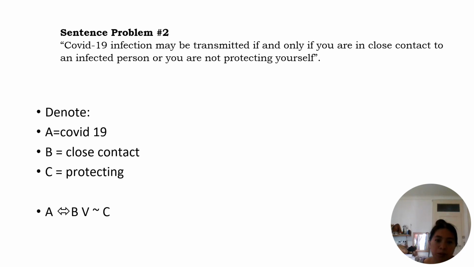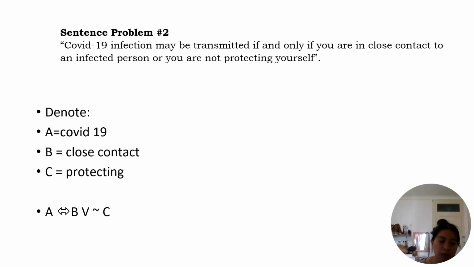COVID-19 infection may be transmitted if and only if you are in close contact to an infected person or you are not protecting yourself. So this statement is an if and only if statement. Let's denote again A as COVID-19, B as close contact, and C as protecting yourselves. It says here that you will be infected with COVID-19 if and only if you are in close contact or you are not protecting yourself.